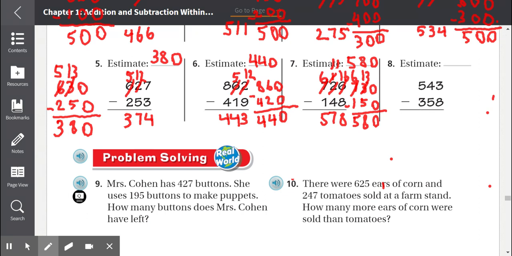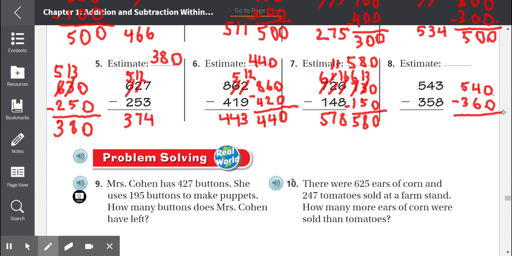Number 8. We're going to estimate, then we're going to find a difference. So we have 543 minus 358. 543, rounding to the nearest tens, is between 540 and 550, but it is closer to 540. 358 is between 350 and 360, but it is closer to 360.